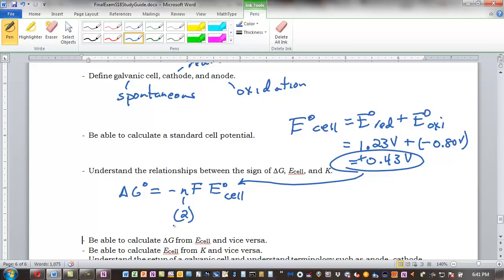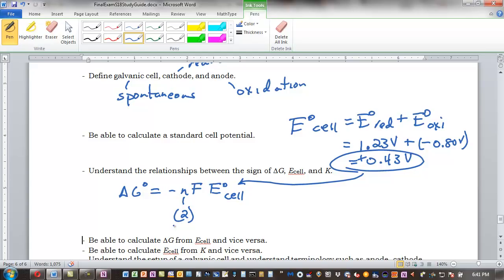Yes? Yeah, on the equation sheet it'll be 96,500 for Faraday's constant. It'll be there. You don't need 5 sig figs for that number.